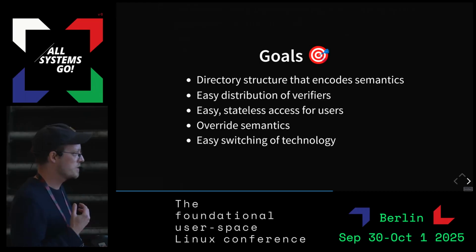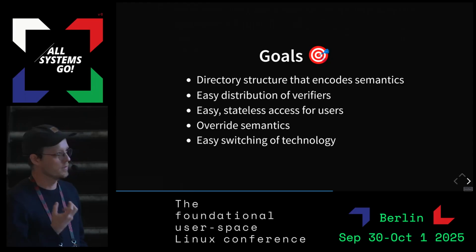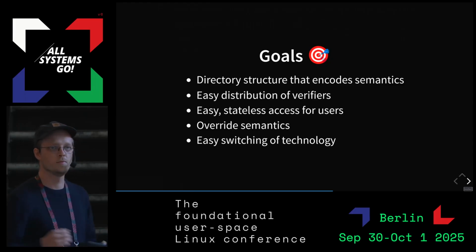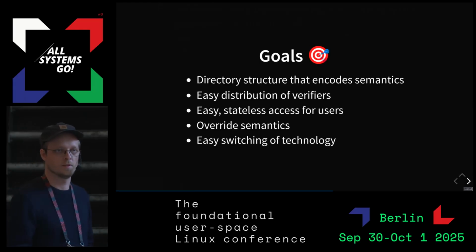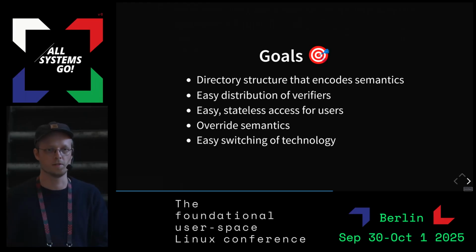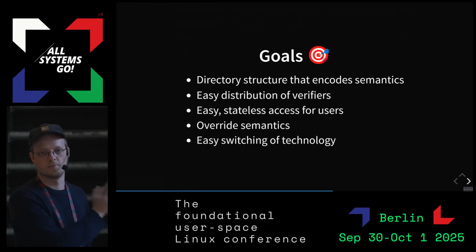In total, this is really thought of as something that lets you switch very easily between technologies as well. So if you want to stop doing OpenPGP and do SSH instead, or the other way around, you could just do that. You just put verifiers somewhere, and the semantics would be the same for what you're trying to verify here.